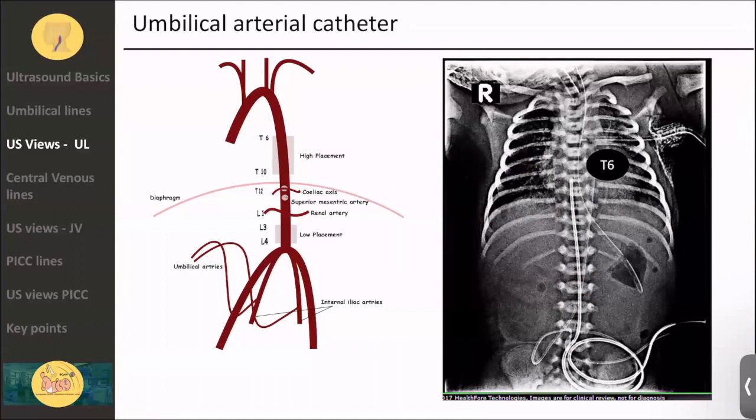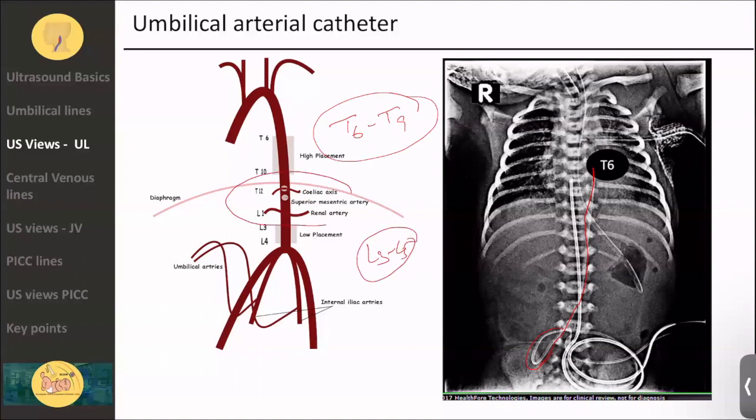So this was for the umbilical vein. We will be seeing a few cases or videos later on for the umbilical artery. For the artery, the umbilical artery goes first downwards and then it enters into the aorta and it goes like this. We understand that on X-ray, T6 to T9 is a good position, which is the upper position, and L3 to L5 is the low-lying position.